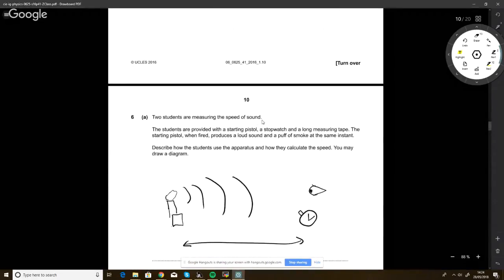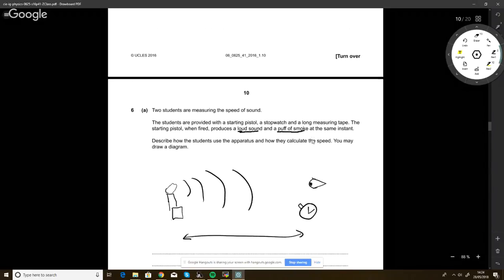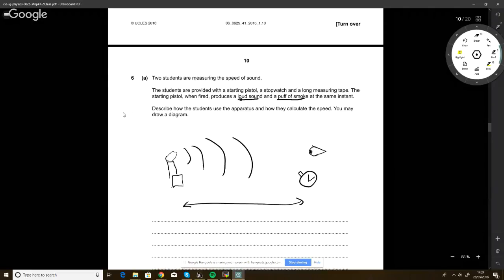Okay, two students are measuring the speed of sound. Students are provided with a starting pistol, a stopwatch, and a long measuring tape. The starting pistol, when fired, produces a loud sound and a puff of smoke. So we have the actual sound wave, and we have a visual cue, the puff of smoke, at the same time. Describe how the students use the apparatus and how they can calculate the speed of sound.